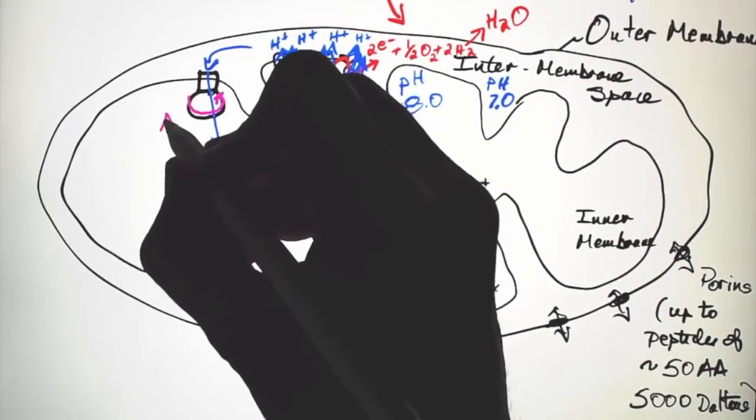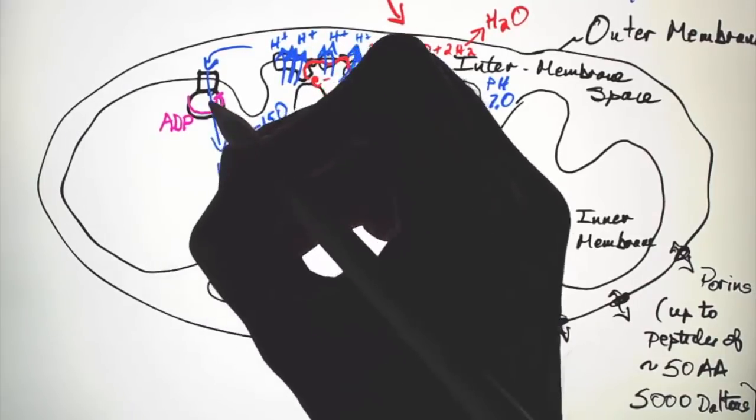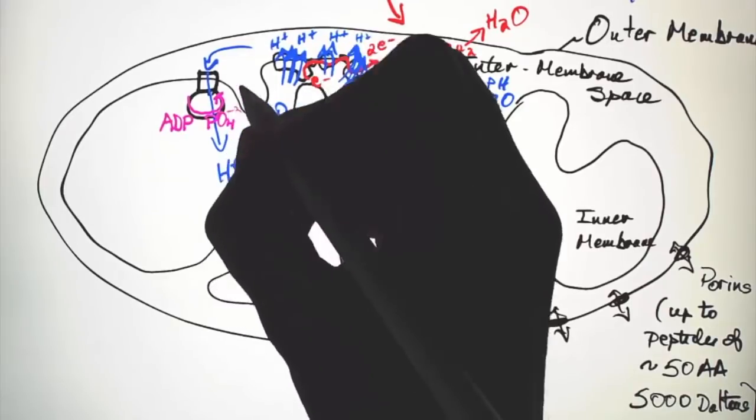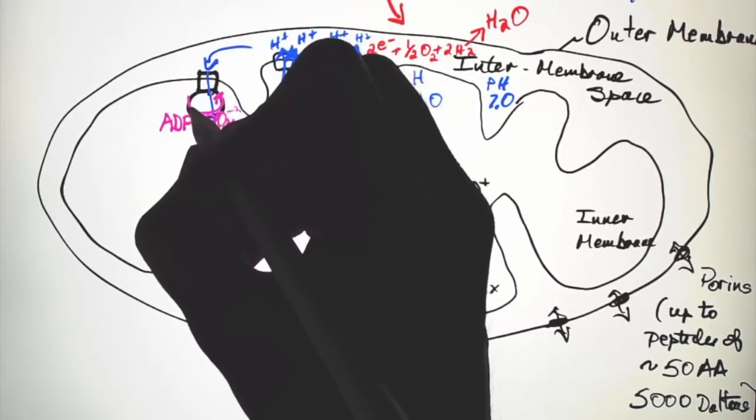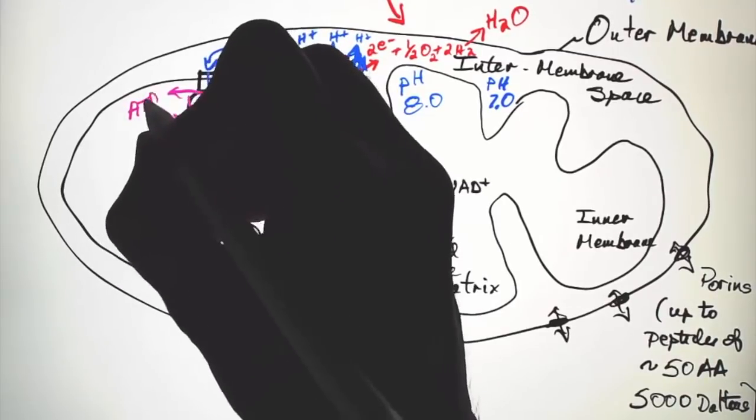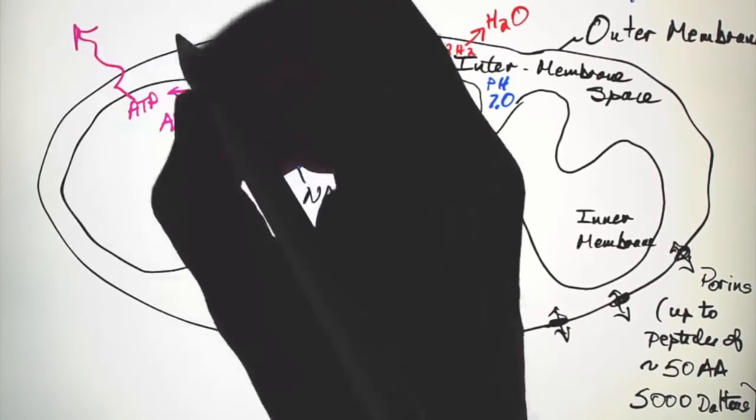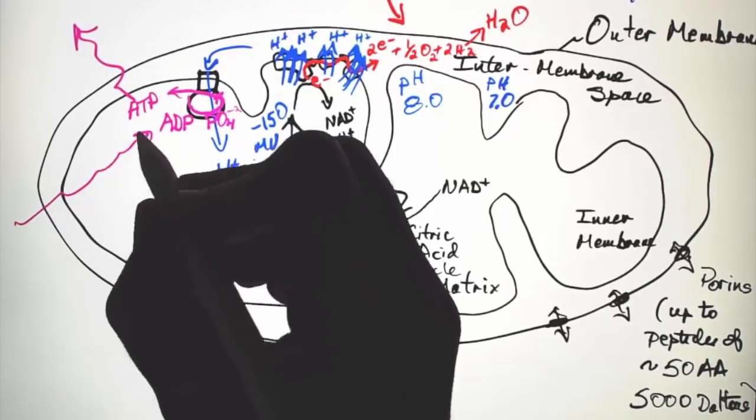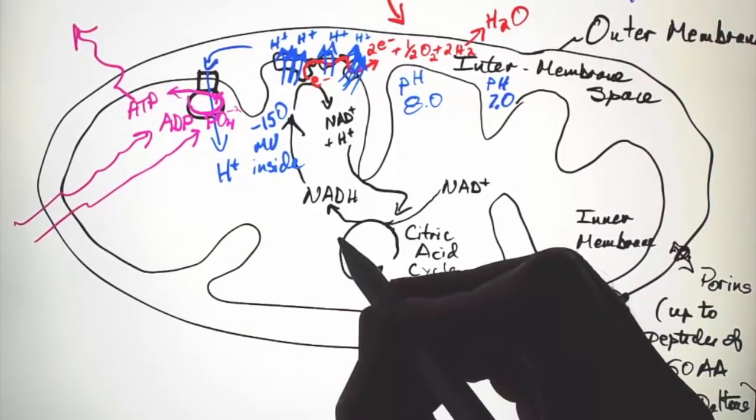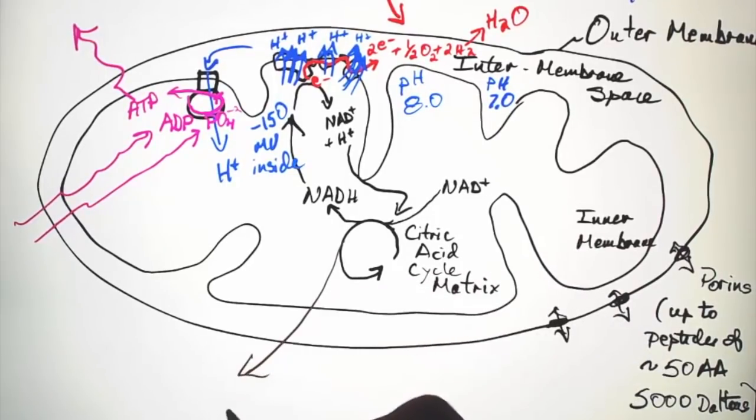ATP synthase binds ADP and a phosphate. When H+ goes through, it takes about 3 to do this full cycle. It causes ADP and phosphate to be rammed together and form ATP. So ADP and phosphate enter, and ATP leaves the mitochondrion. The citric acid cycle is also producing carbon dioxide.